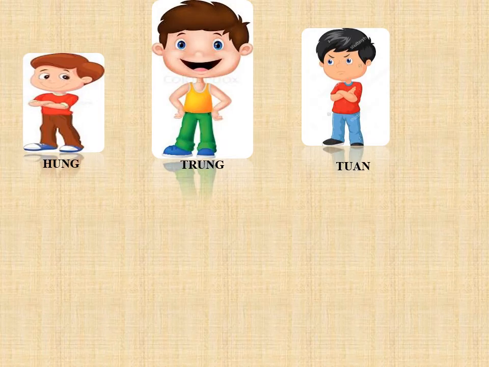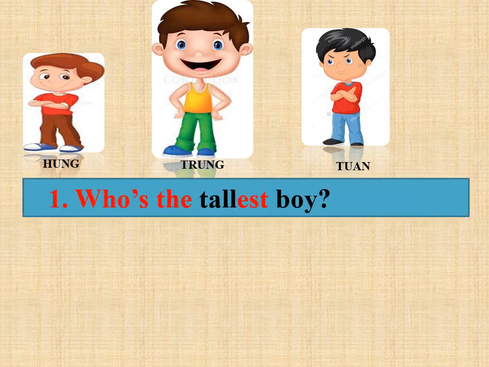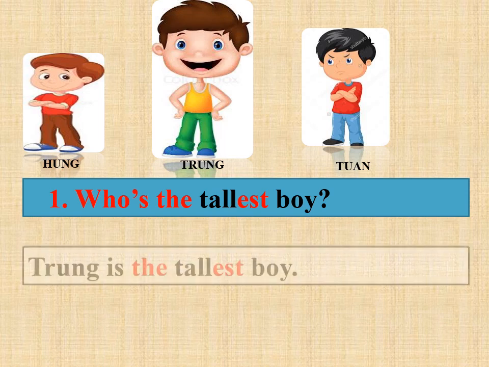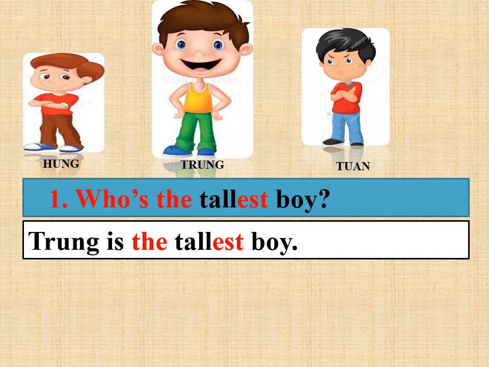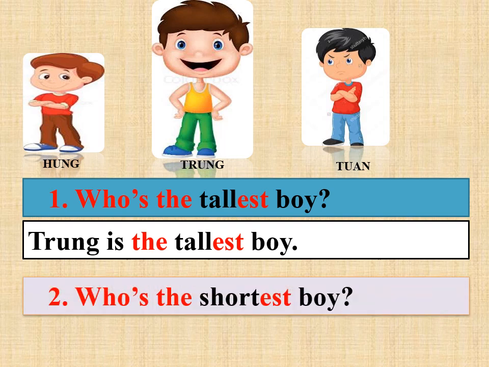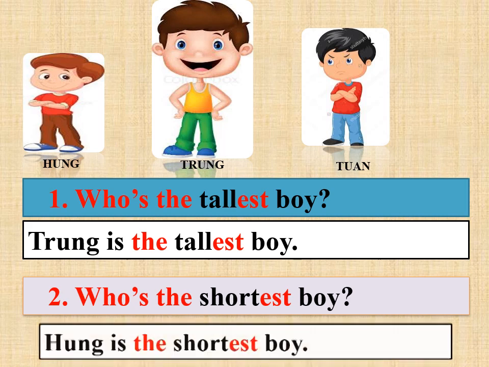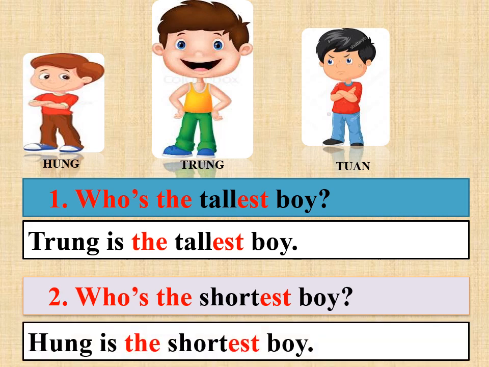Let's take more examples. Look at the pictures. We have Hùng, Trung, and Tuấn. Question number 1. Who's the tallest boy? Trung is the tallest boy. Question number 2. Who's the shortest boy? Hùng is the shortest boy.